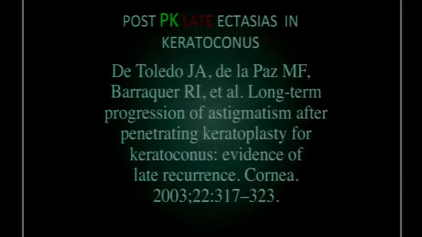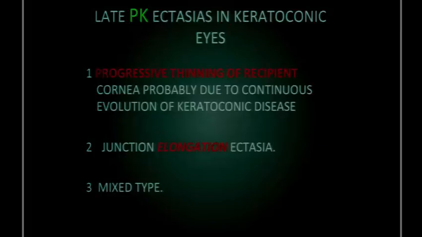This, for example, is one of the papers made in the Barraquer Clinic in Barcelona that explains exactly what I'm trying to say, if they have the opportunity to see cases with a long follow-up. There are mainly two types. One is the progressive thinning of the recipient, but the most common one is the junction elongation ectasia that looks like a pellucid degeneration, as has been said by several authors.